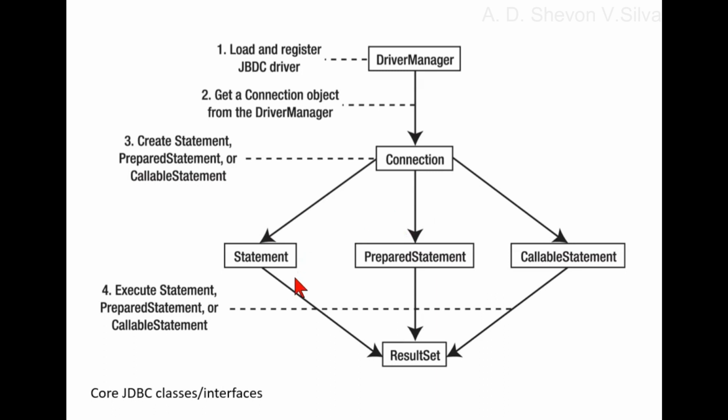java.sql.Statement. The Connection object creates a Statement object. You can use the Statement object to execute SQL statements and queries, which produce ResultSet objects, the result of executing SQL commands and queries.